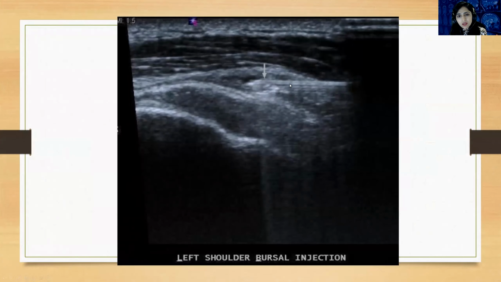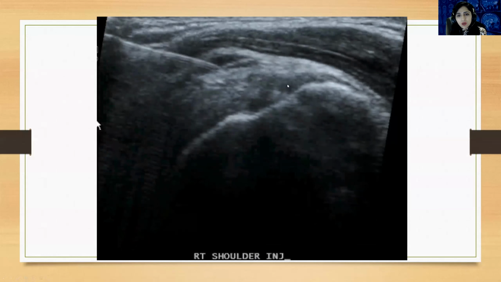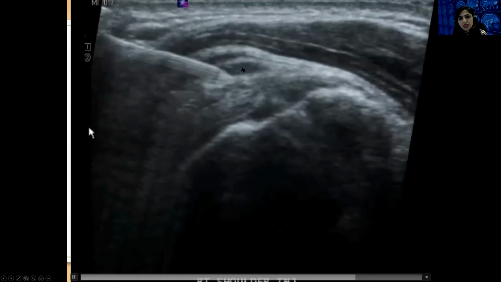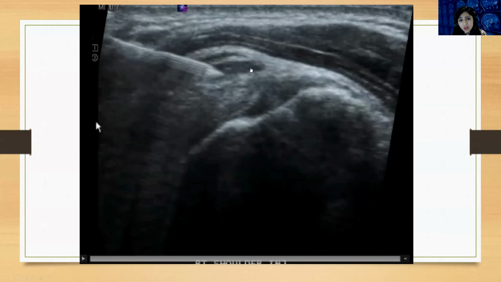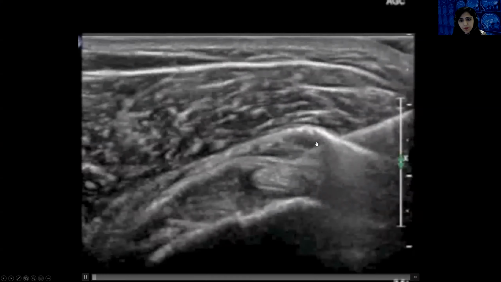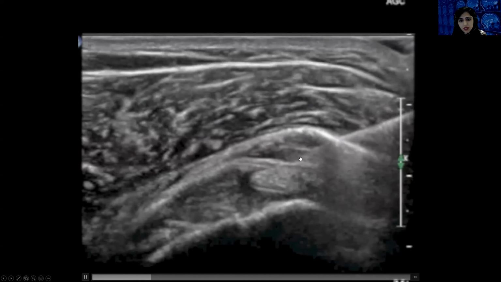This is another patient, needle straight forward into the bursa. So the bursa is filling with the contrast. This is another subacromial bursa injection, again the humeral head, the rotator cuff tendon inserting into the greater tuberosity, and the bursa needle. You see how the medicine is going in, and the bursa is distending with the medicine. Another subacromial bursa injection. Another subacromial bursa injection.